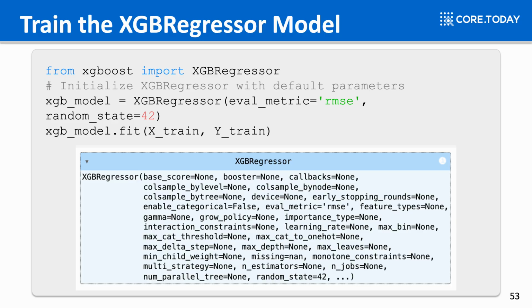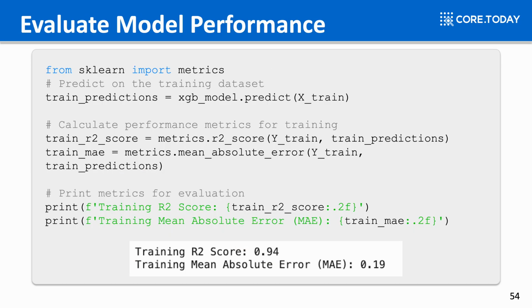The random state ensures reproducibility. Remember that additional hyperparameter tuning may significantly enhance the model's performance. In this step, we evaluate the training performance of the XGB regressor. The R-squared score, R2, measures how well the model explains the variance in the data, while the mean absolute error, or MAE, quantifies average prediction error. These metrics help gauge whether the model is underfitting or overfitting on the training data.